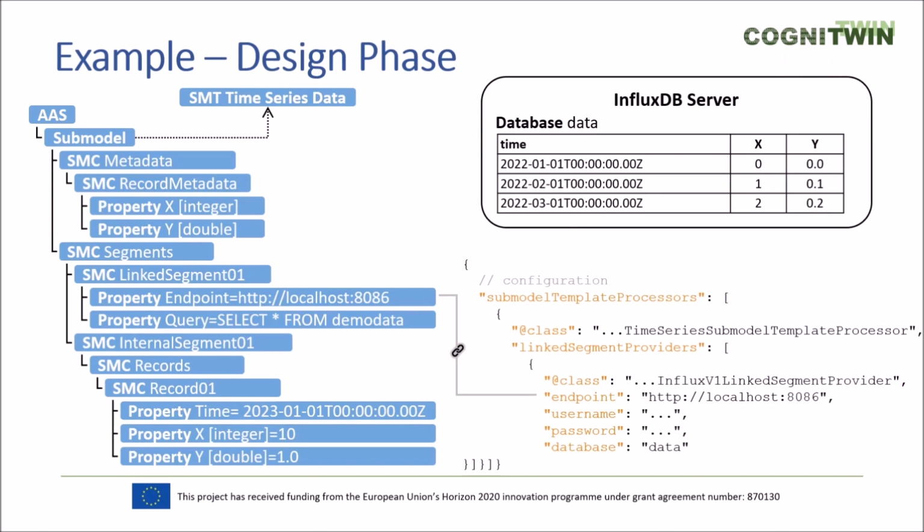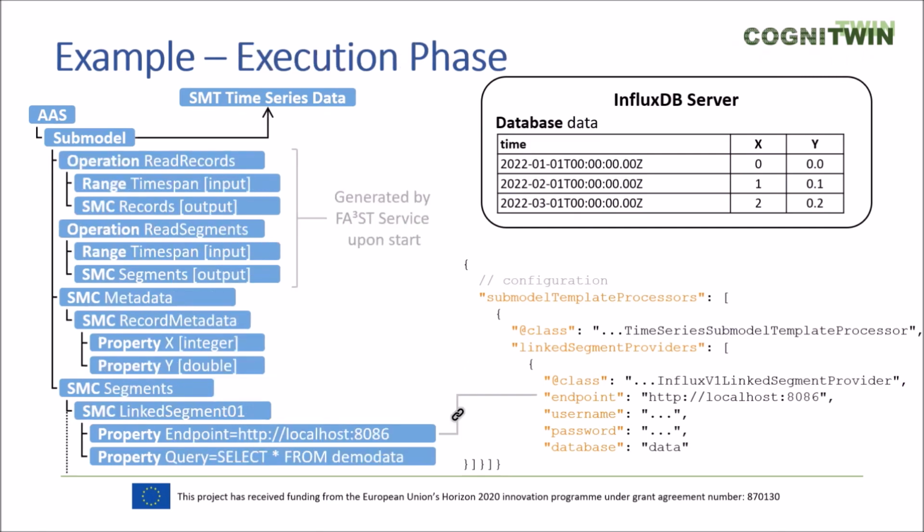This information is stored in the configuration as shown, and the correlation between the linked segment and the corresponding configuration is established via the matching endpoint URL. Keeping this information outside of the AAS is essential, as it also contains sensitive information such as passwords, which should never be accessible via an AAS.